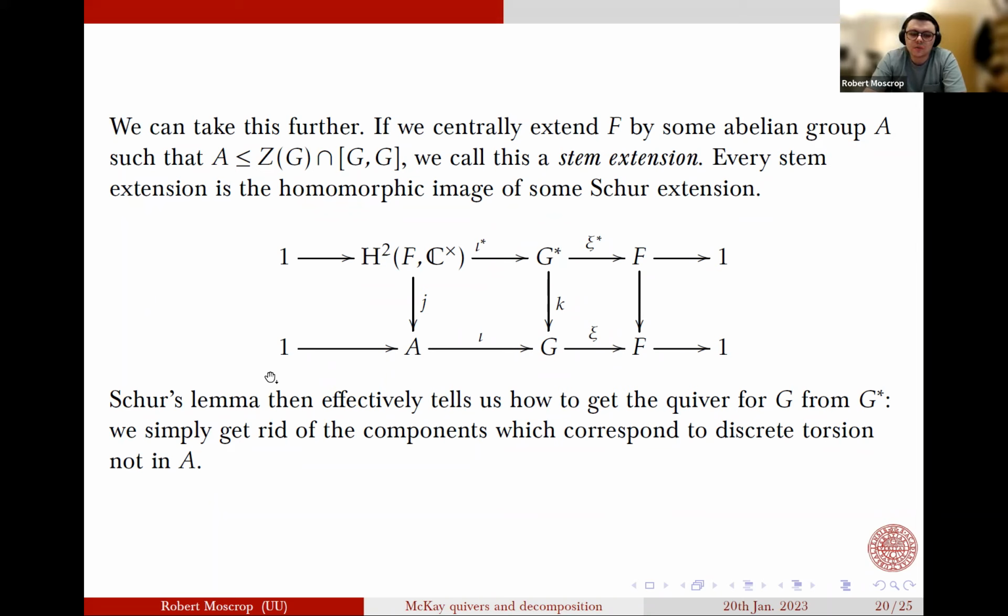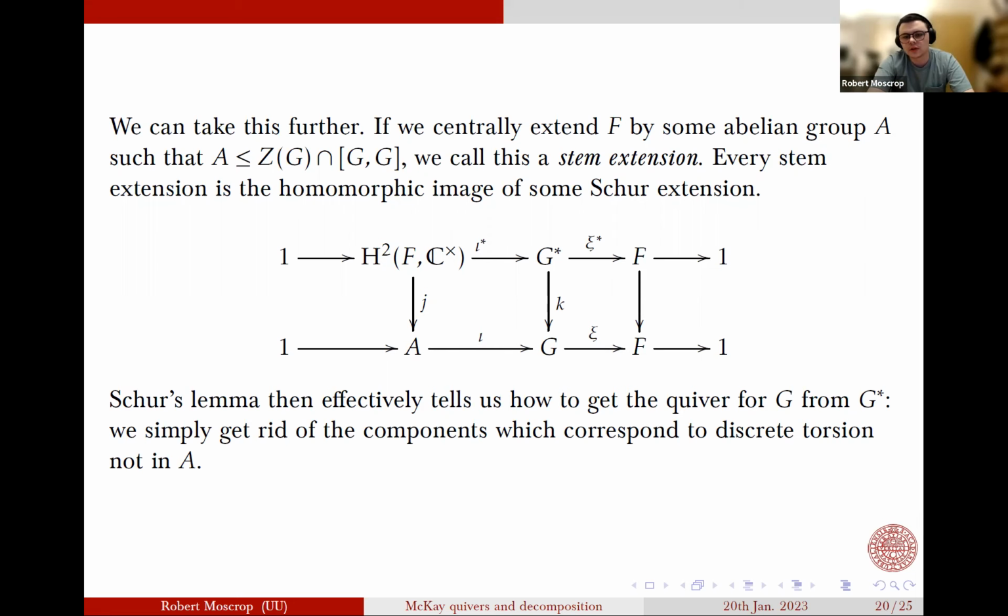So Schur's lemma will basically tell you that if you take the quiver for the top thing, you can get the quiver for the bottom one just by crossing out the terms that have discrete torsion that aren't inside A, let's say. Since H2 of this is going to be abelian, you know that while it's a quotient, you can find a subgroup of it and you just cross them out. So for every stem extension, you can move to a Schur extension instead, and then start crossing off the terms, as long as you know the homomorphism that takes it that way.